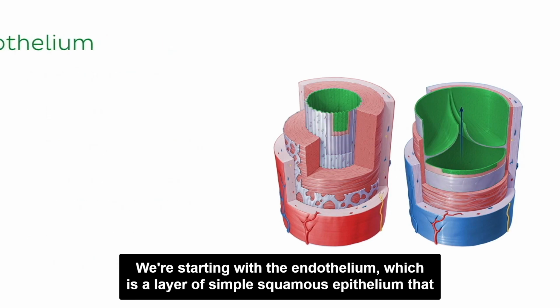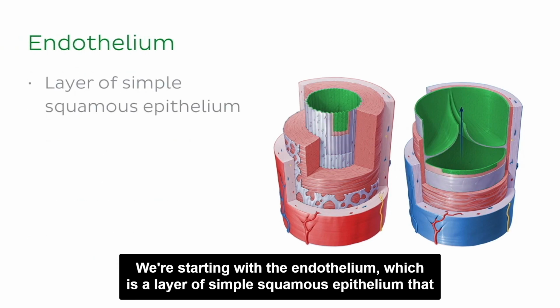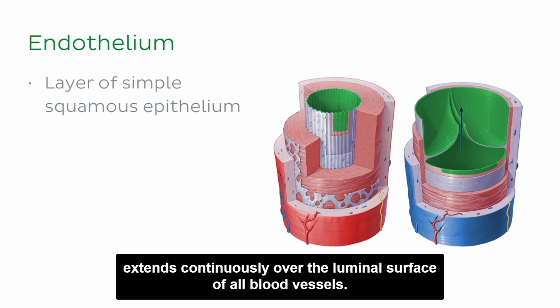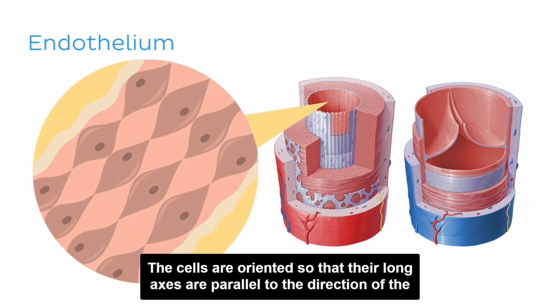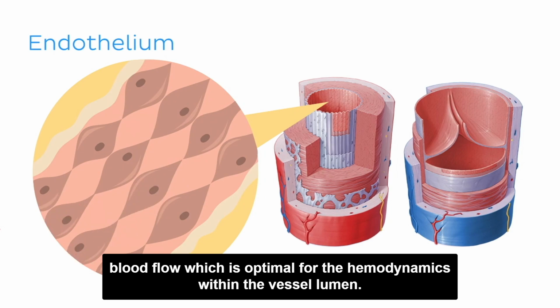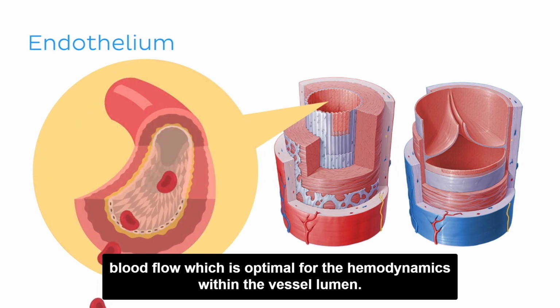We're starting with the endothelium, which is a layer of simple squamous epithelium that extends continuously over the luminal surface of all blood vessels. The cells are oriented so that their long axes are parallel to the direction of the blood flow, which is optimal for the hemodynamics within the vessel lumen.